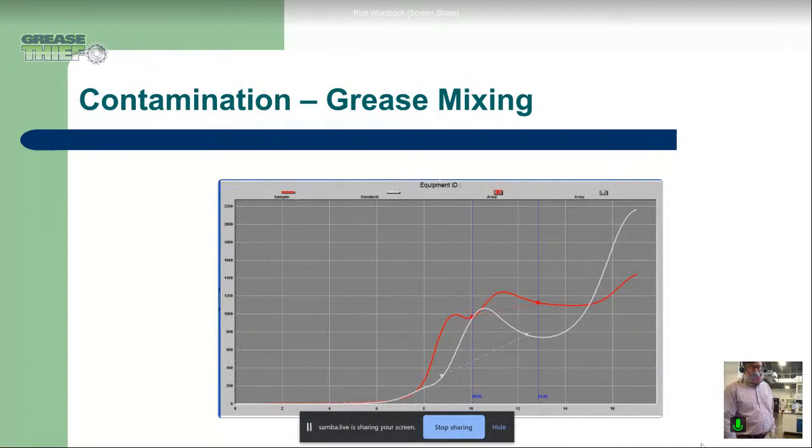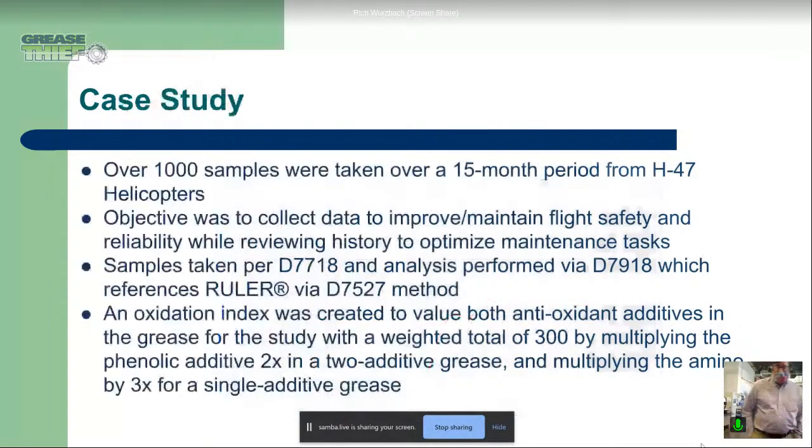So another helpful way of looking at the data and understanding the data that comes from the RULER test for greases. So I'll talk about this case study. We tested over 1,000 samples. It was a 15-month test period. These were from H-47 Chinook helicopters. And our objective here was to collect data to address flight safety. We always want to maintain high flight safety on these assets, and really any aerospace assets, of course.